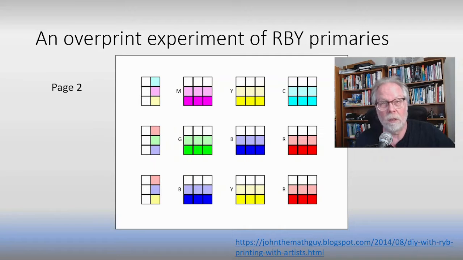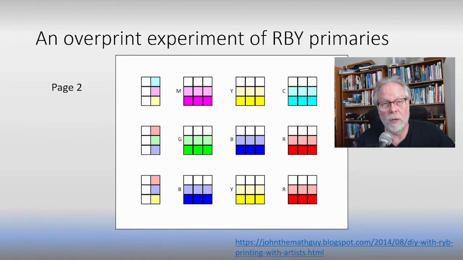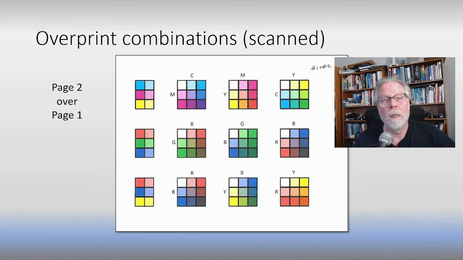And you see here that along the top row again we have cyan, magenta, and yellow, only this time they're turned 90 degrees from the other. And we have red, green, and blue, and we have the red, yellow, and blue. So we have the three sets of primaries there, and with this we can print one on top of another. And this is what I got when I did that.